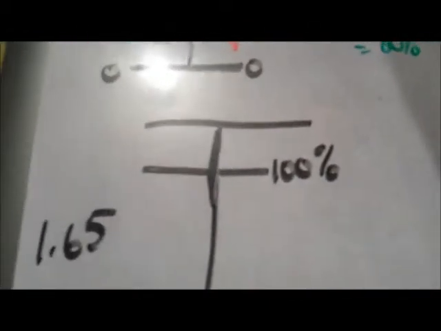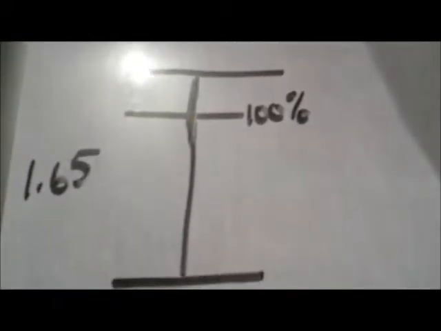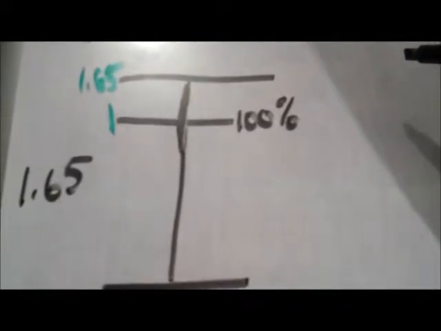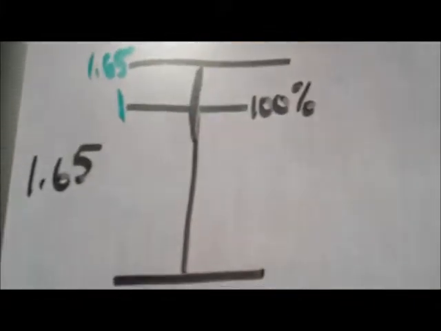What about this one? 1.65. What's that as a percentage? Well, if you think about it, 100% is 1, and I need to go up to 1.65. So can you see that it's already going to be bigger than 100%? And how did I go from 1 to 1.65? I've multiplied by 1.65. A bit hard to see, isn't it? Let me try that again.